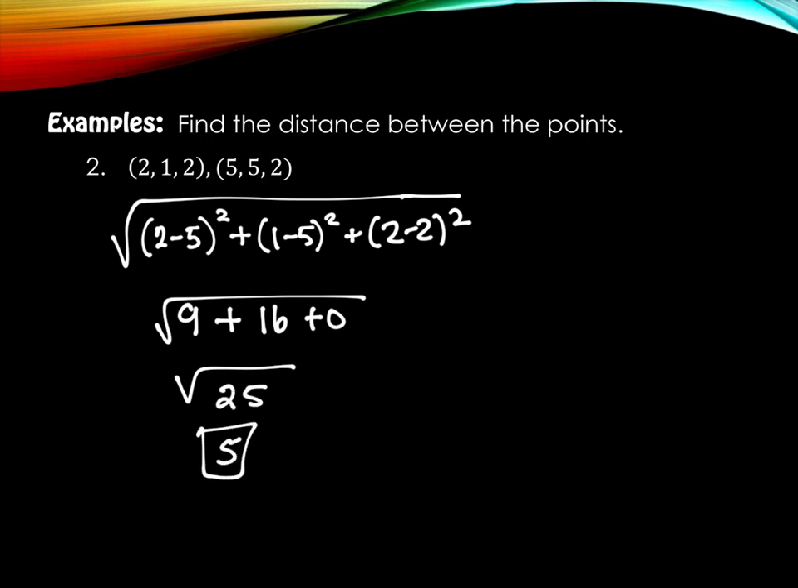So it's lovely. Okay, it's not always lovely, right? Somebody's going to end up with square roots at the end. That's fine. But this is how you find distance in 3 dimensions, the same way you find it in 2 dimensions. No difference.